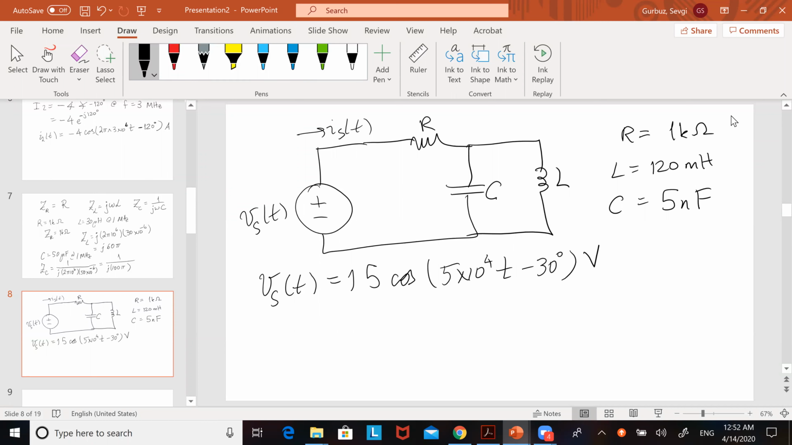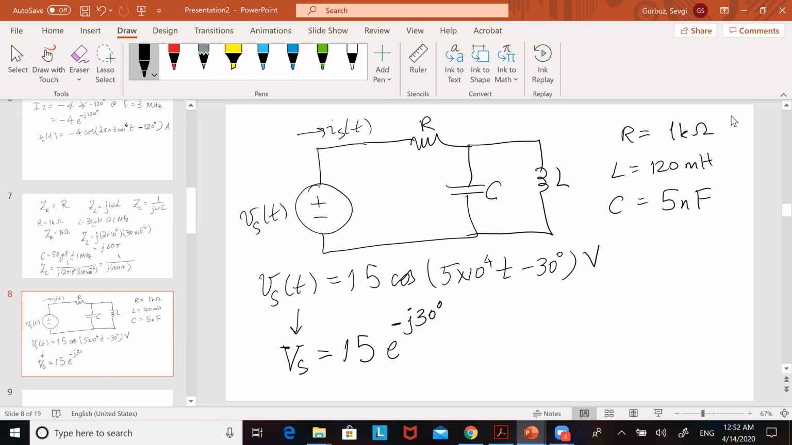And I've been given R, L, and C values as I defined above. So the first thing that I need to do is convert everything from the time domain into the frequency or phasor domain, if you will. So this means converting Vs of t into the phasor Vs. Let's start there. It's going to be 15 times the phase value minus 30 degrees. So this is e to the minus j 30 degrees. So there's my phasor. And now how about our elements?